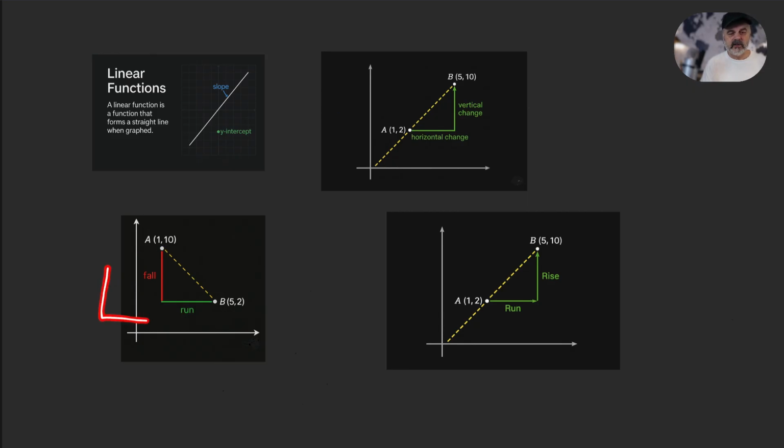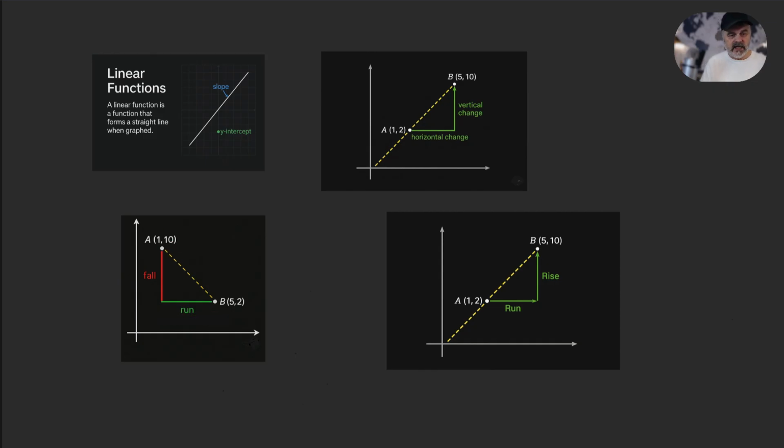Sometimes you will see a diagram where the fall is defined in terms of the word rise or negative rise. So just be aware of that. The beginning of the process starts, let's say, at this point A with x is 1 and y is 10. And then it goes to point B where x is 5 and y is 2. So you have noticed that the run is always measured from left to right. So from x being 1 to x being 5, so 4 units apart.